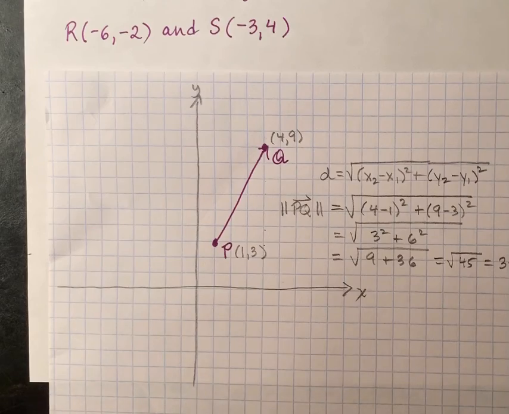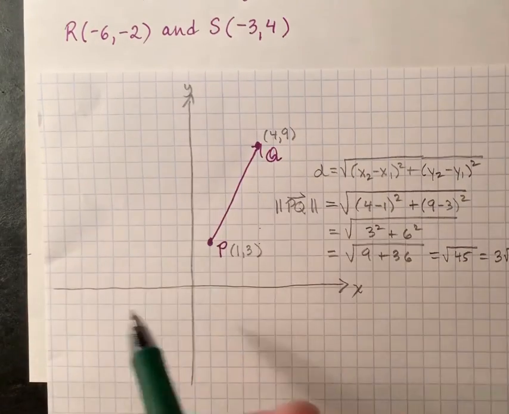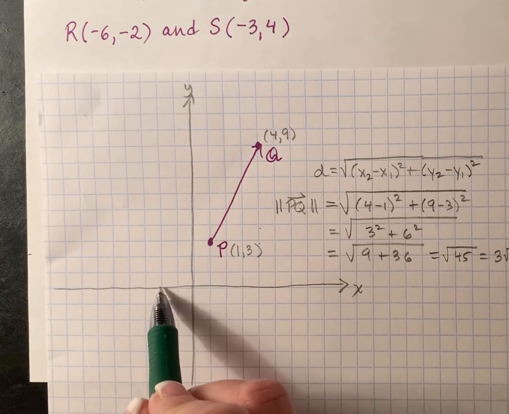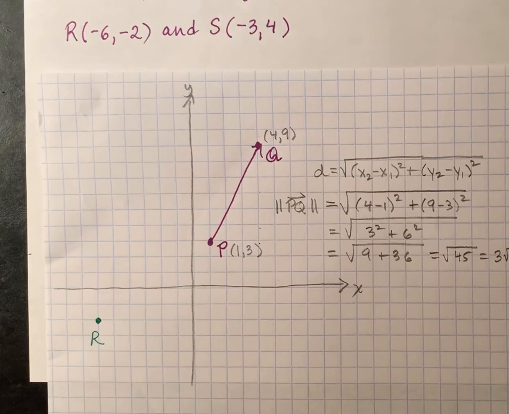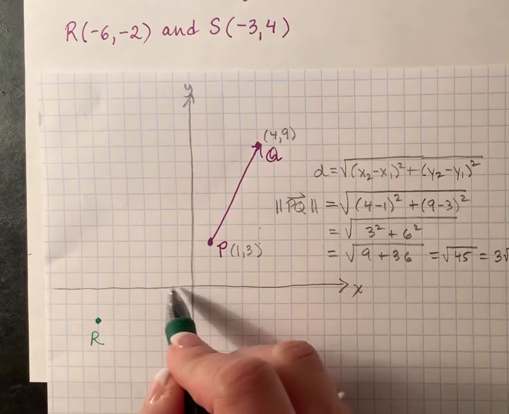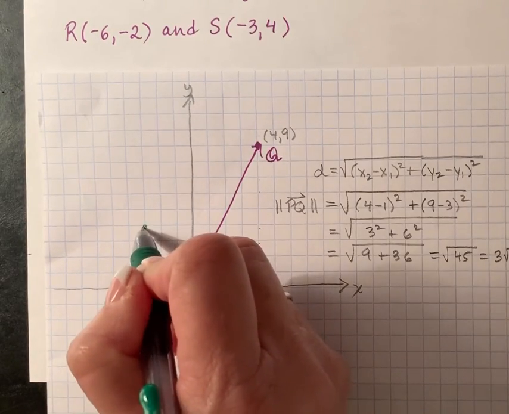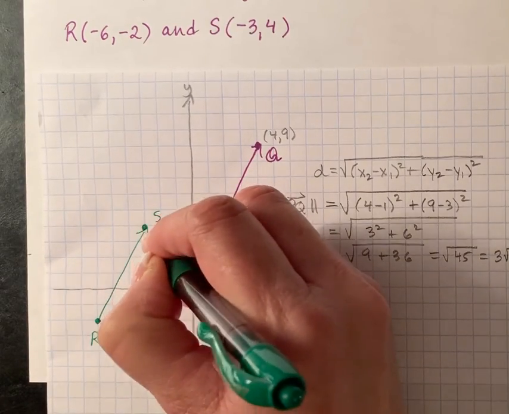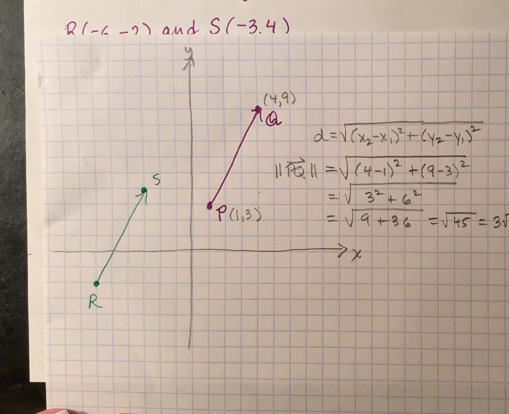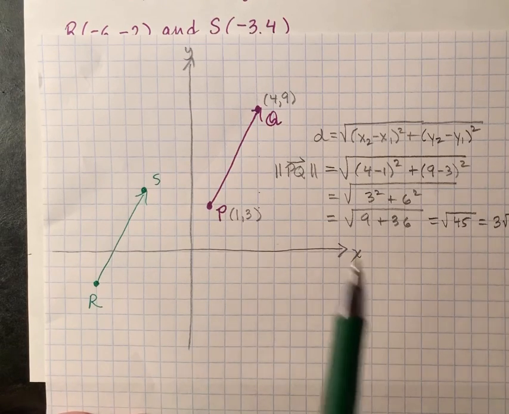So if I go ahead and graph point R, (-6, -2), there's the initial point, and (-3, 4), there's S, there's the terminal point. Looking at the two vectors, they do look like they're the same length, same magnitude, and the same direction. Now, if they ask you to actually explain that, then you need to write out your work.